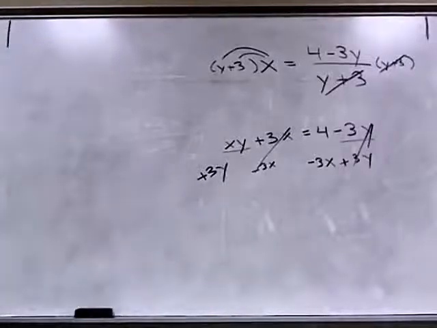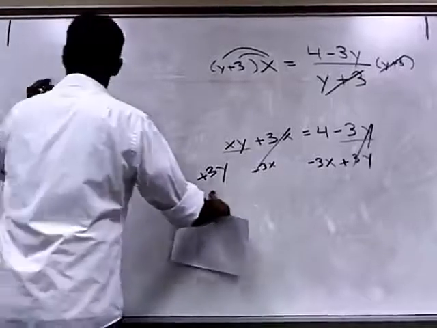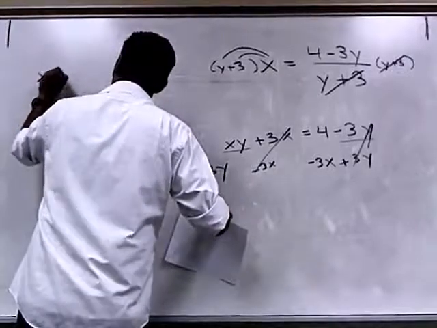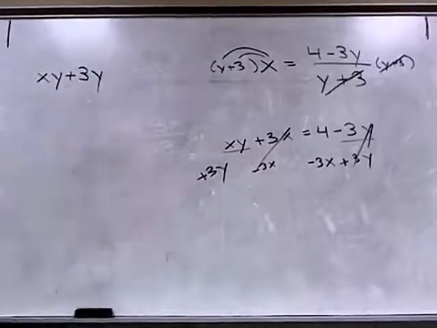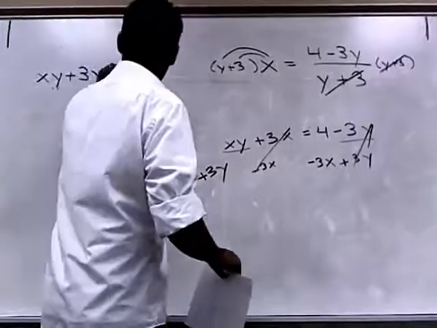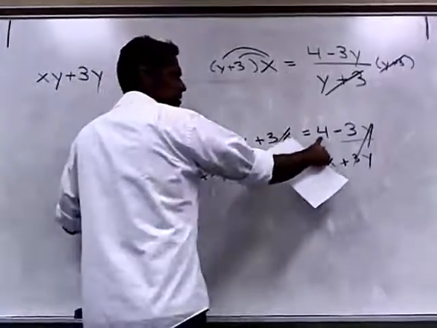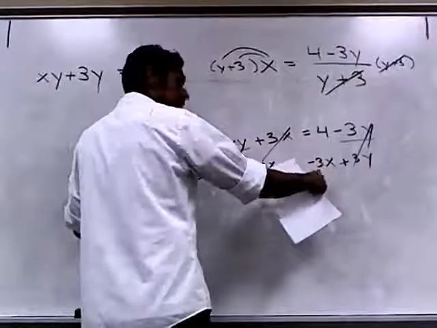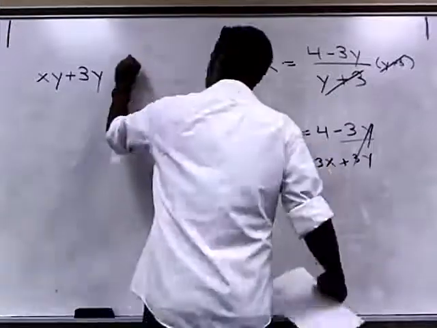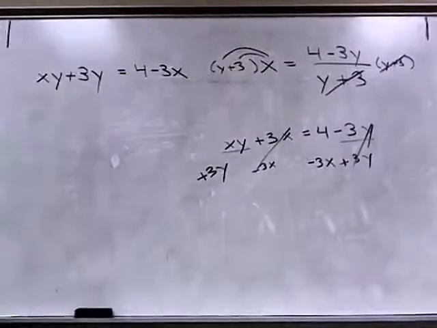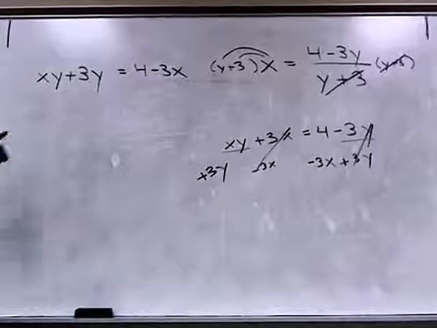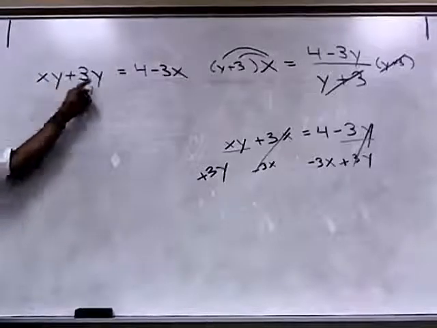What's on the left side still? You can say xy plus 3y, or you could say 3y plus xy, either way. And then on the right side, what's left? You have this 4 and then take away 3x, or you can say negative 3x and plus 4. I'm going to say 4 minus 3x. The whole goal of that was to be able to have your y's together on one side so that you can do what on the next step?